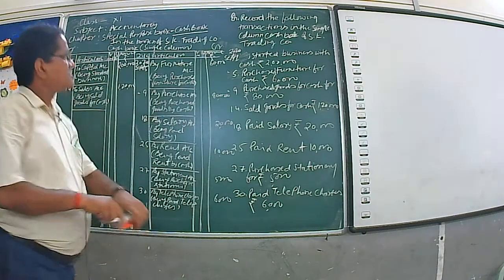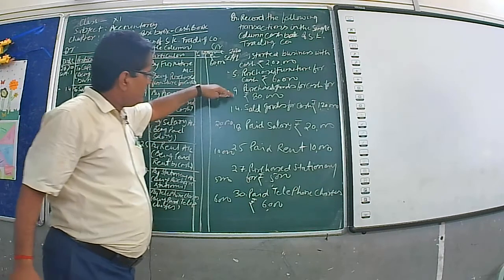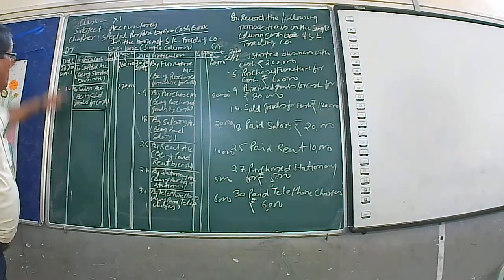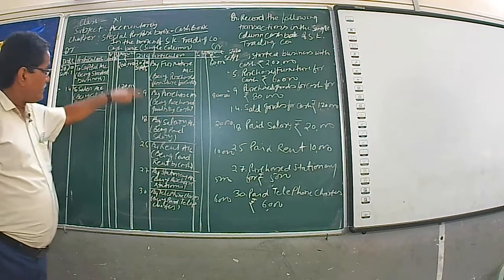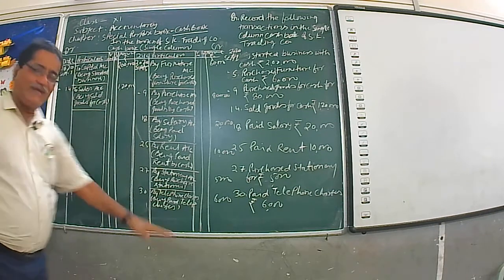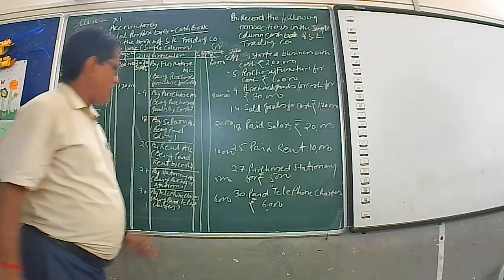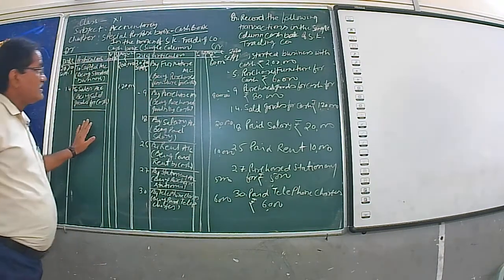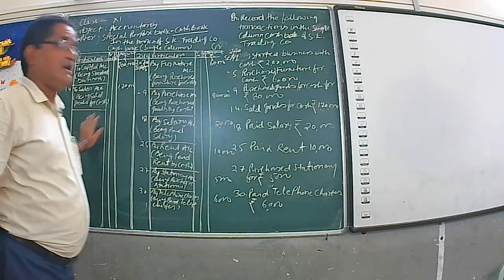How many transactions are there? 1, 2, 3, 4, 5, 6, 7, 8. We have noted here 1, 2, 3, 4, 5, 6, 7 and 8. All transactions have been noted here. In this way, recording in the cash book of the transactions has been completed.